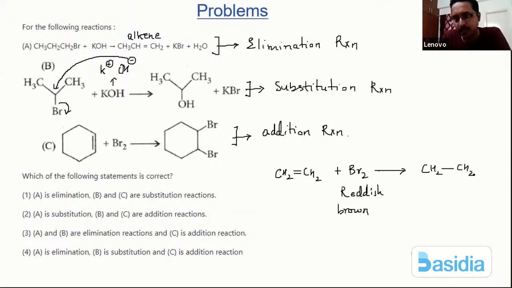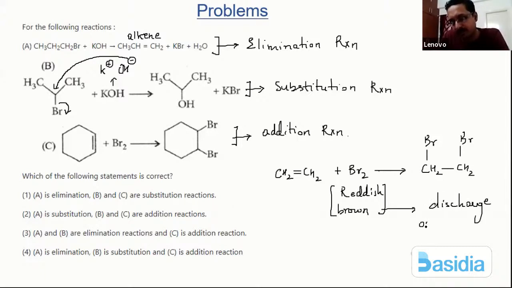CH2 single bond CH2, each bromine gets attached to a single, particular carbon over here. Now, what exactly happens to this reddish brown color? The reddish brown color disappears. Discharge of color takes place. So here you see discharge of the color, correct? That means the reddish brown color disappears.